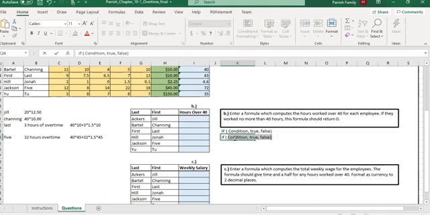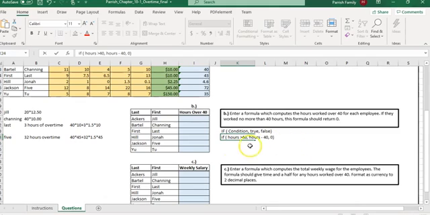If the hours are greater than 40, then what we want to do is figure out how many hours are over. So we do that by taking the number of hours that they had and subtracting 40. If they're not over 40, then we want to simply put a 0 in the spot. That means they worked no overtime.